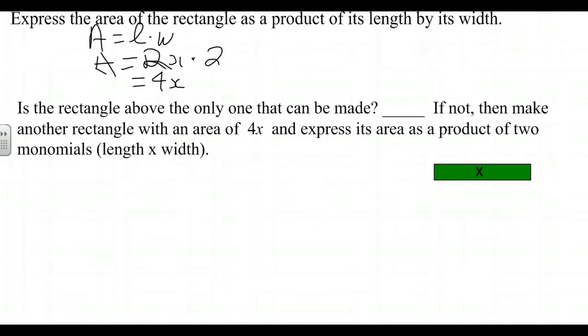Can you make another rectangle that has an area of 4x? Yes, you can. So the answer to this is no. If not, then make another rectangle and express it as a product of two monomials.